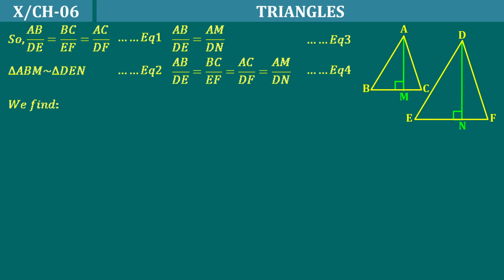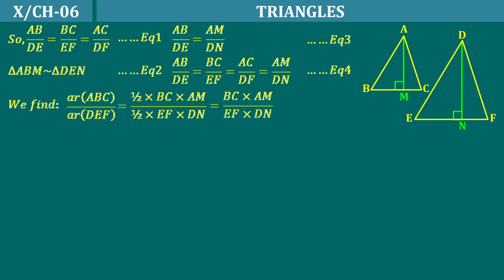Okay, now let us find area ABC and area DEF. What will it be? We know the area formula of any triangle, that is half into base into height. So for ABC the base will be BC and the height will be AM. For DEF the base will be EF and the height or altitude will be DN. So we can write this, nullify half, and the remaining is BC into AM divided by EF into DN. And this is my equation 5.